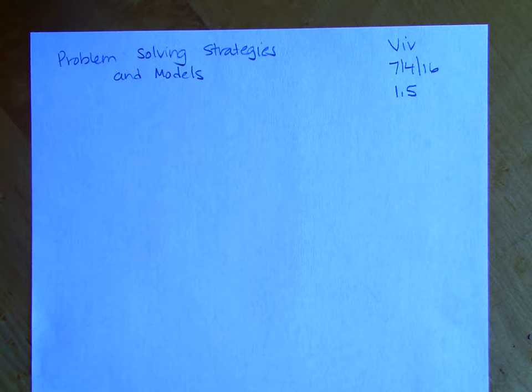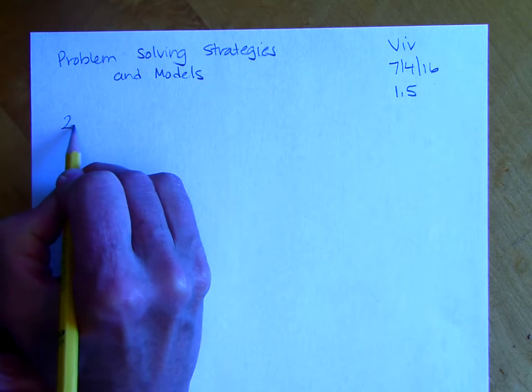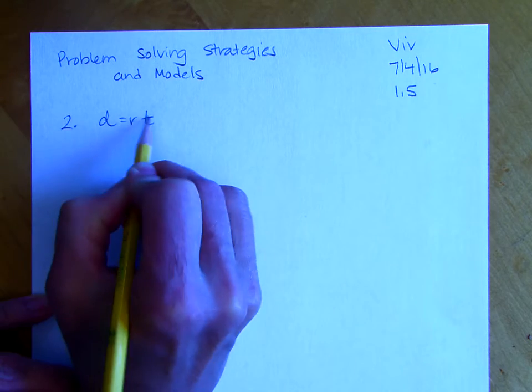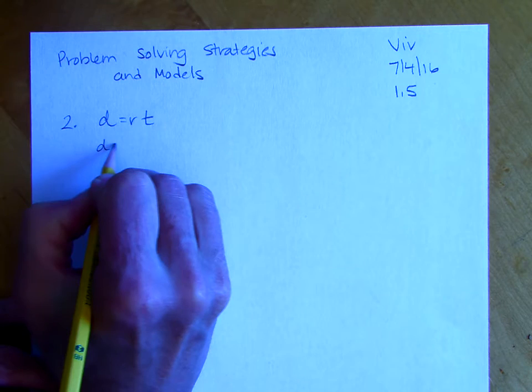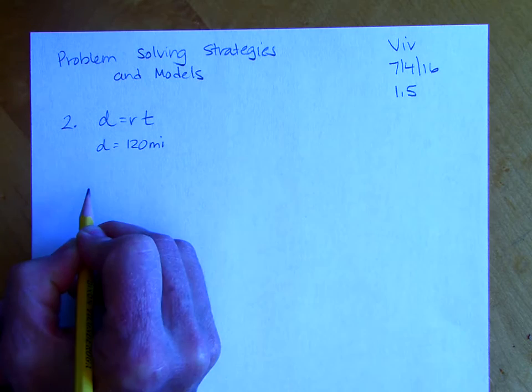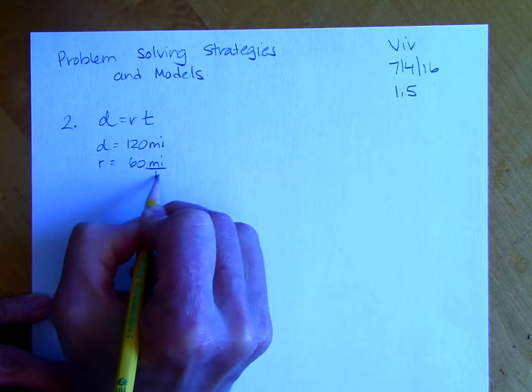Section 1.5 is about problem-solving strategies and models. The examples they give you are relatively straightforward, so I would suggest that you focus on good problem-solving procedures. For example, in number 2, they're asking you to use the formula distance equals rate times time, and they tell you D equals 120 miles, R equals 60 miles per hour.